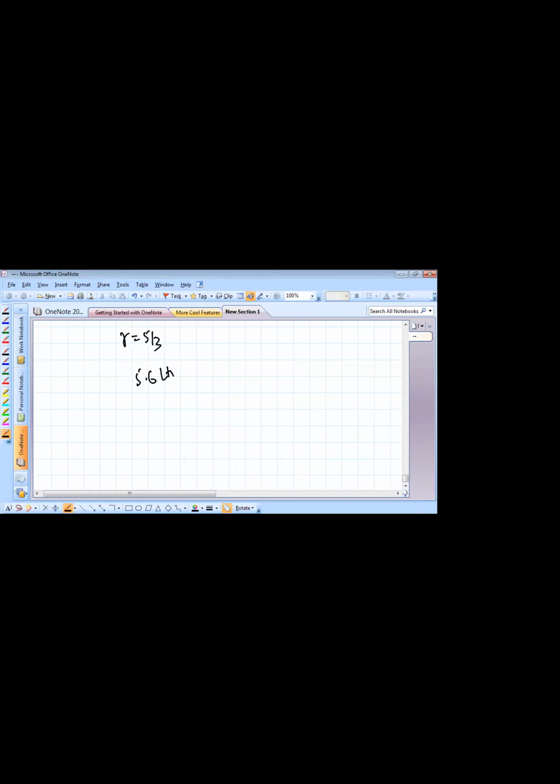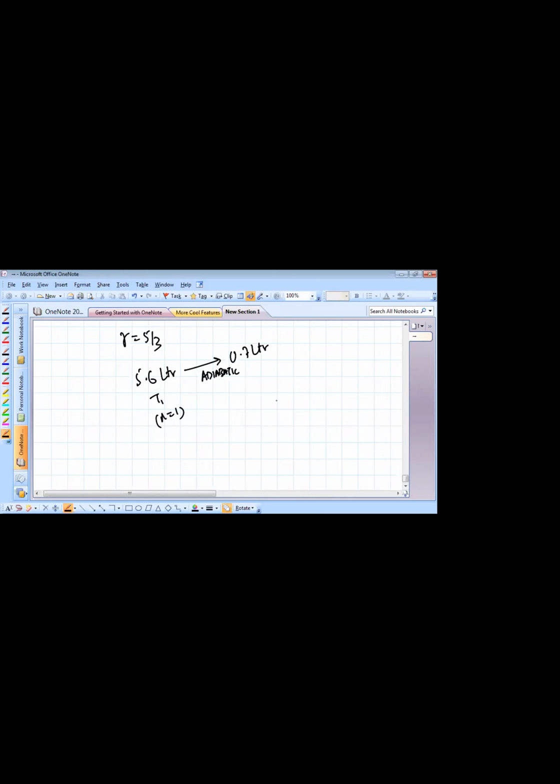It is undergoing adiabatic compression from 5.6 liter to 0.7 liter, and the initial temperature is T1. Number of moles is also given to you. So n is equal to 1.